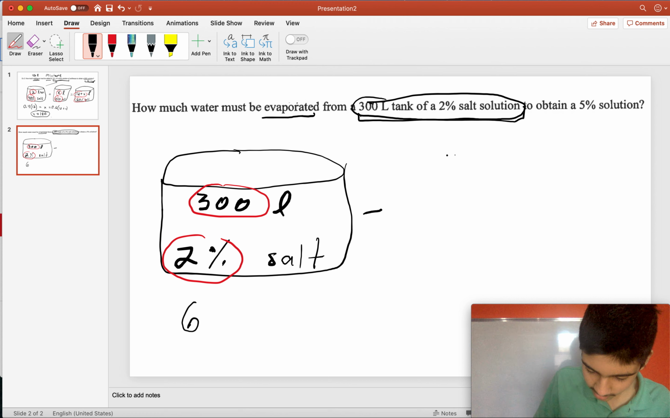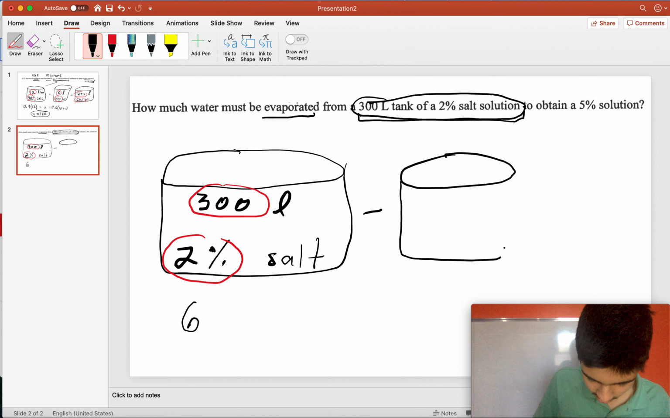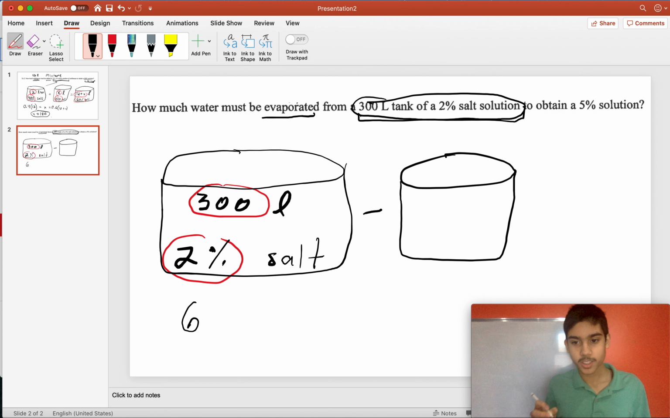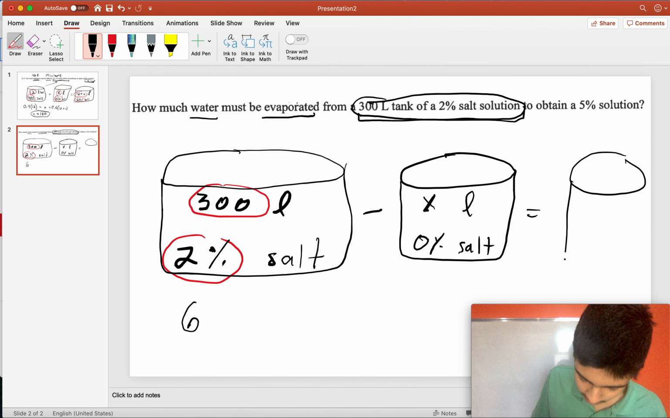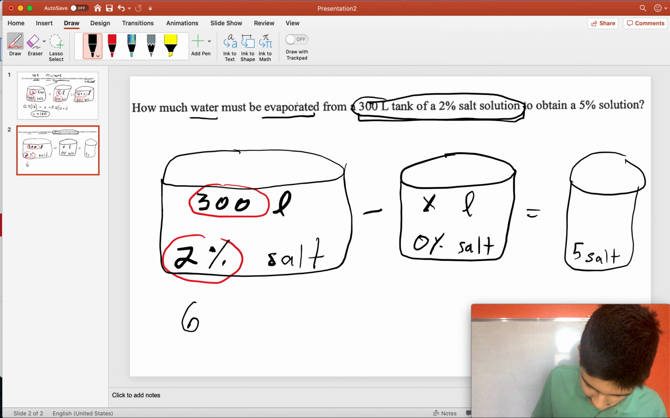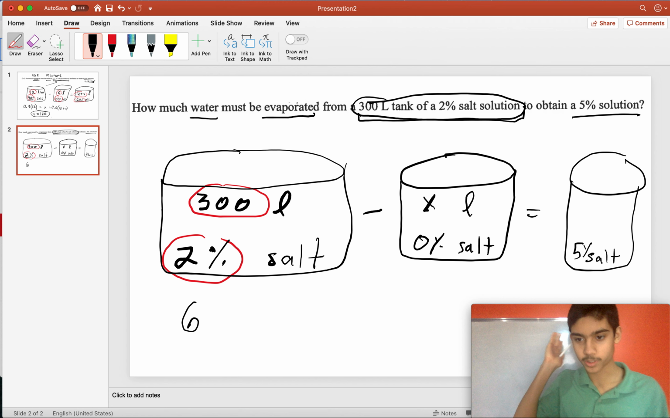And what are we evaporating? I'm just going to draw another container. And this one has, what is it? Water. We're subtracting water. And water is 0% salt. Water is just water. So 0% salt. And we don't know how many liters, so we're going to say X liters. But in the end, we should get something with 5% salt, as it states right over there.